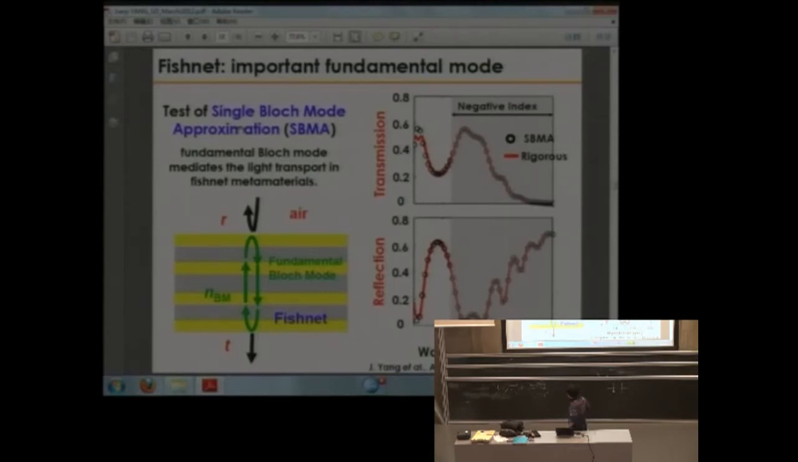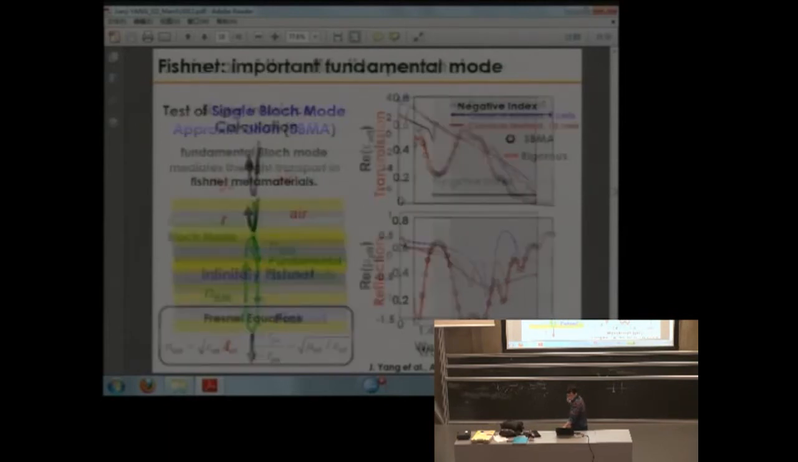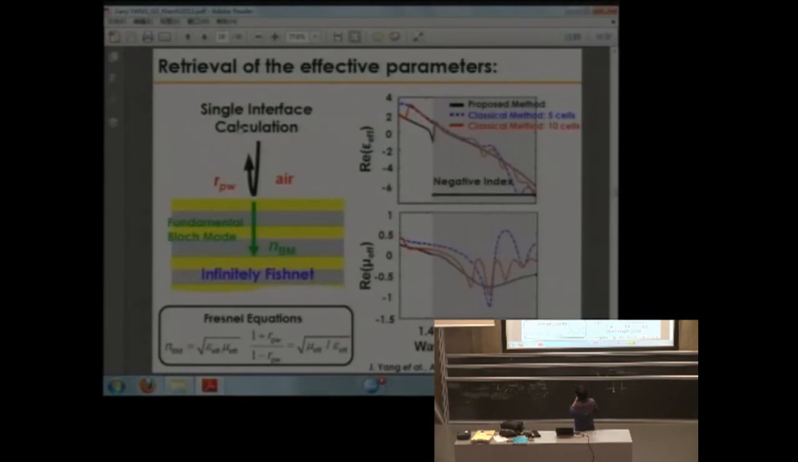So now we are very confident to take the effective index of the fundamental block mode as the effective index of the structure. So the next step is to calculate the plane wave reflection on the interface between free space and the infinite fishnet. Using the Fresnel equation, we can derive the effective permittivity and effective permeability for this type of metamaterial.